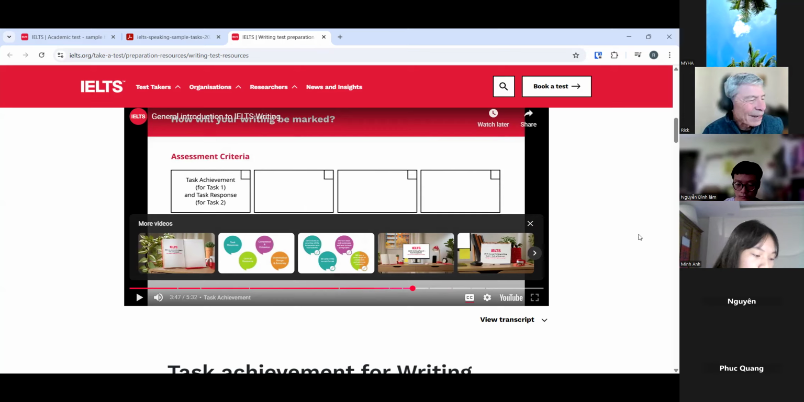Should be easy question. If the total is 100%, 25. Correct. Each of these is worth 25%. 4 different categories, each one is worth 25% of the mark. Adds up to 100%. So the first one, which is worth 25%, as we've just said, is task achievement or task response.